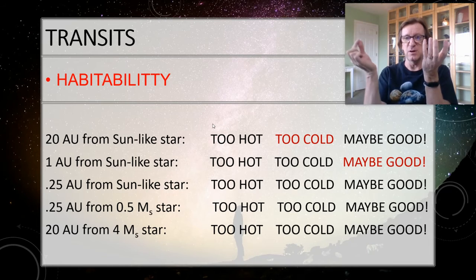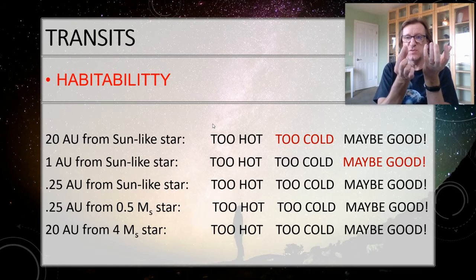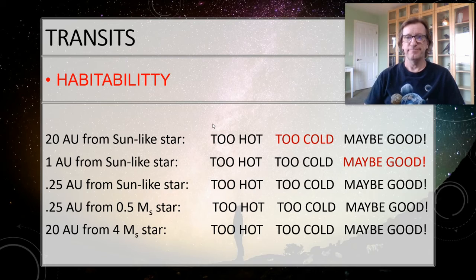So here's our sun-like star, and now instead of being at Earth distance, it's this far away. Too hot, too cold, or maybe good? Yeah, that one's going to be way too hot. It's much too close. That's even closer than Mercury's distance. So no chance. All right, now here we have a star. It's 0.25, so it's very close, but the star is only half the size of the sun.